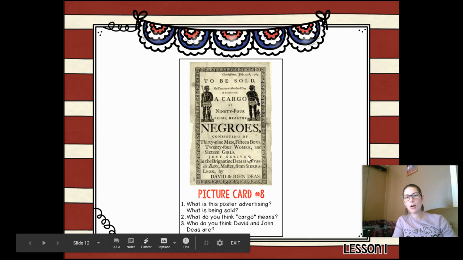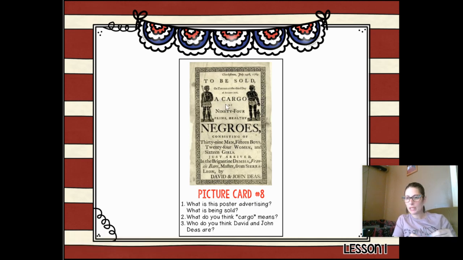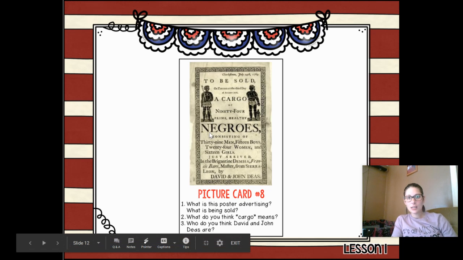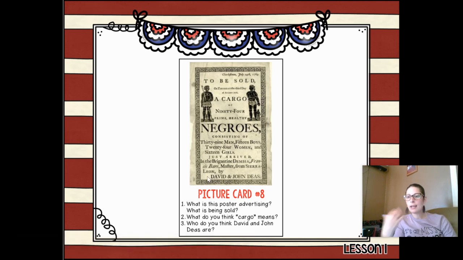All right, what do you think cargo means? So, cargo is like a shipment, a package. And it's typically a shipment via the ocean. So, it's typically coming on a boat. All right, and David and John Dees, it says down here, they are the slave traders. They are the ones who are trying to sell these slaves that they have gotten from Africa.